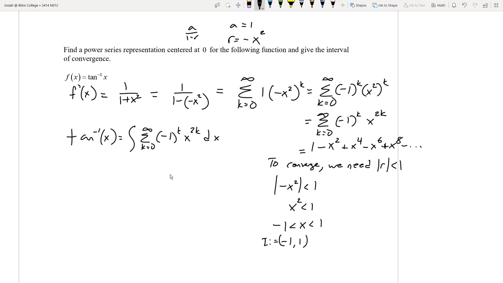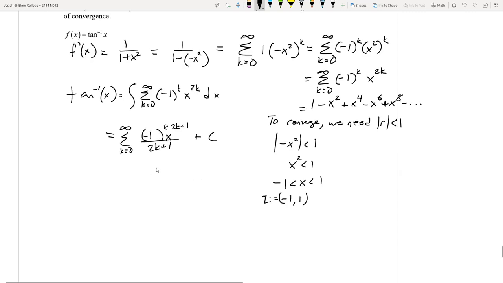So let's say that we are on the interior of I then. We'll go ahead and integrate term by term, which means that we'll go ahead and add 1 to the power. We'll get x to the 2k plus 1 and divide by that new power. And then we'll have k equals 0 to infinity, and we'll add on a c to the end. So here is our inverse tangent then written as a power series.